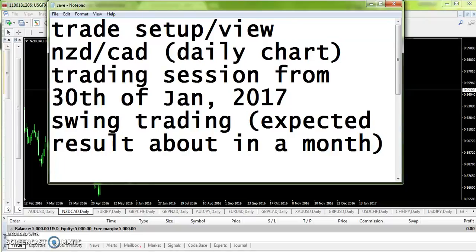Again, we are going to have a trade setup, a view of New Zealand dollar versus Canadian dollar. Remember, the trade setup would be applied on a daily chart, and this is for a trading session starting from the 30th of January 2017. I mean today, onward. It is a swing trading setup, and the expected results would come in about a month.